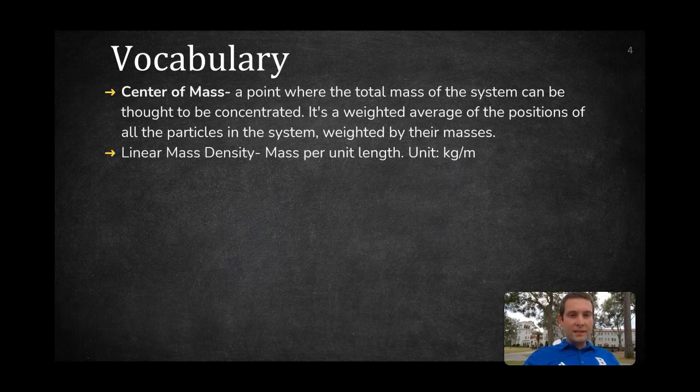Linear mass density is mass per unit length. The unit is a kilogram per meter, and oftentimes we'll see linear mass density use the symbol lambda. We'll look at that later.